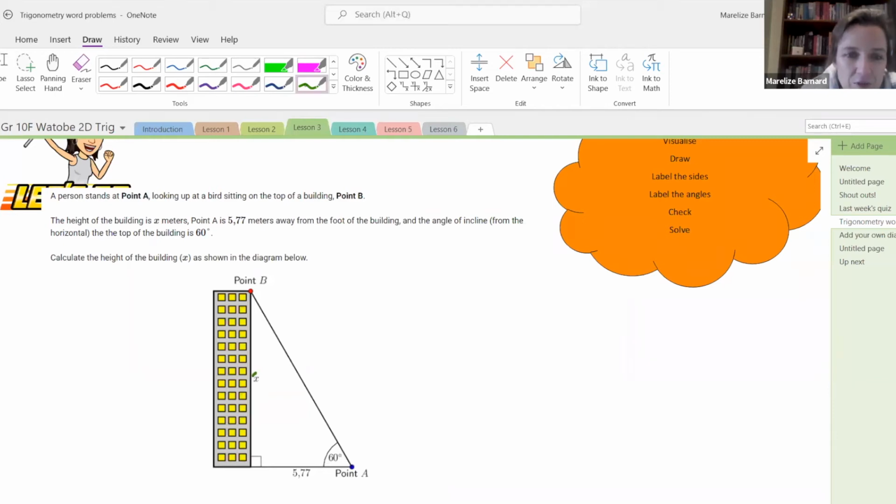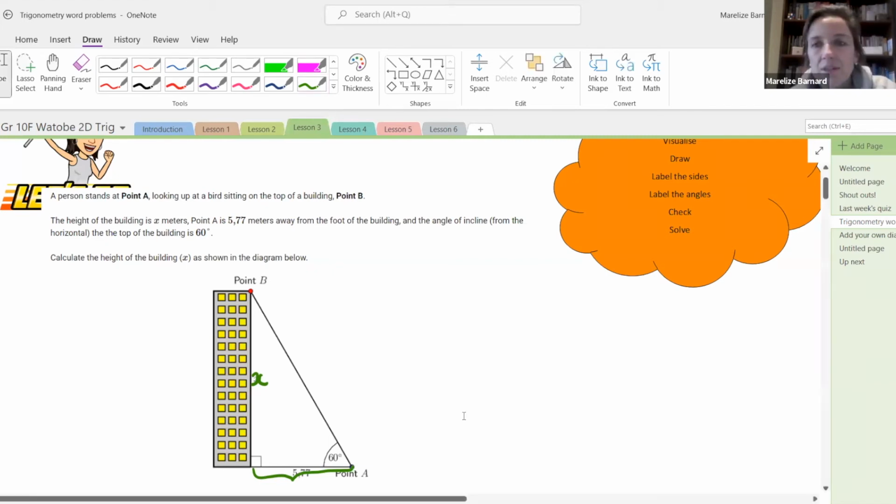Okay, so we've got X over here. That is the height of the building. And point A is 5.77 meters away from the foot of the building, so this distance here is 5.77. And the angle of incline from the horizontal, angle of inclination, that's all the same, okay? That is to the top of the building is 60. So calculate the height of the building as shown in the diagram. Okay, so we want the height of the building.